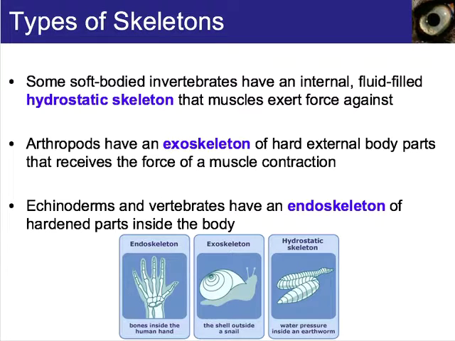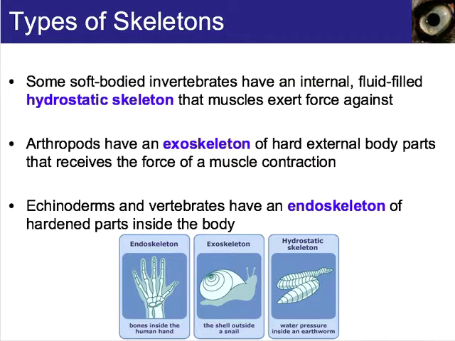Some soft-bodied invertebrates have an internal fluid-filled hydrostatic skeleton that muscles exert force against. For example, here you see that the hydrostatic skeleton example is an earthworm. If you've ever watched an earthworm crawl, you'll see it literally pushes fluid through its body to move it along the earth. Arthropods and insects have an exoskeleton.